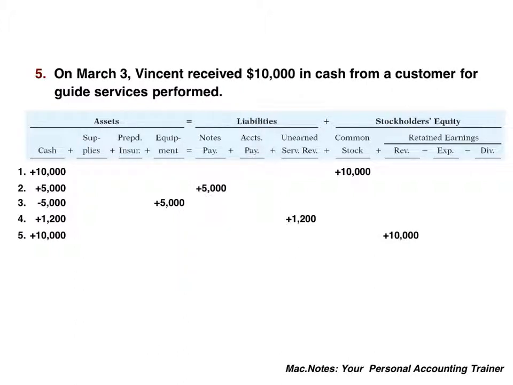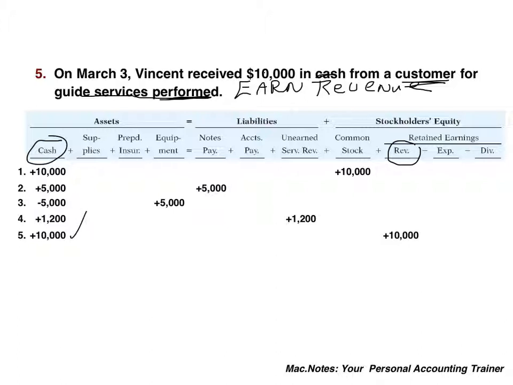On March 3rd, we received $10,000 cash from a customer because we performed services. Now, when we perform services, we earn revenue. That's what we're in business for. Okay, and in this case, we got cash. So cash, and over here, revenue. Now, cash went up $10,000. Over here, revenue also. Revenue always goes up, so it'll be $10,000. And again, we have plus 10 and plus 10.